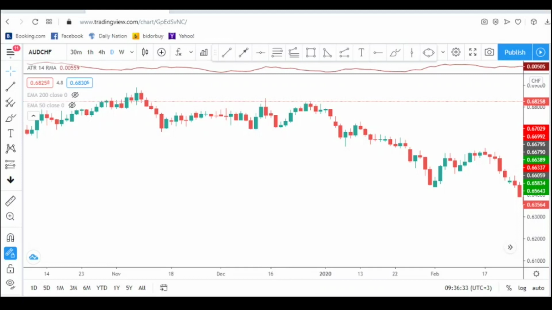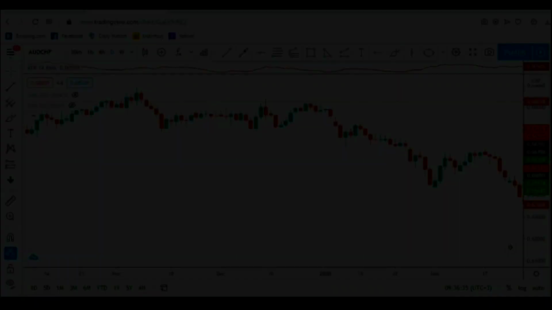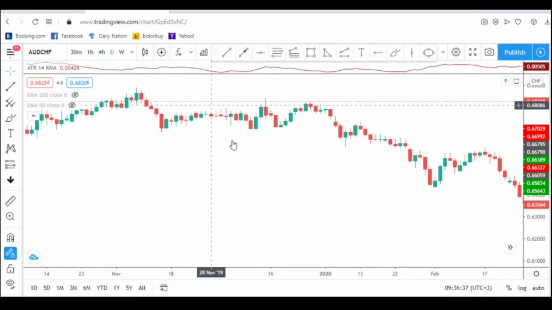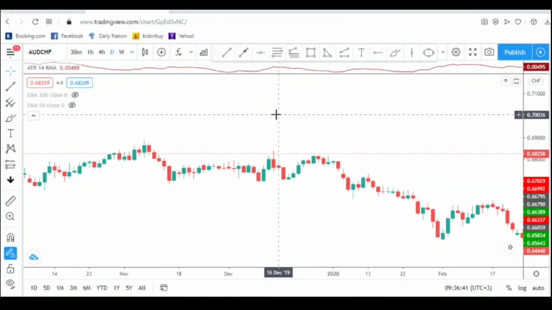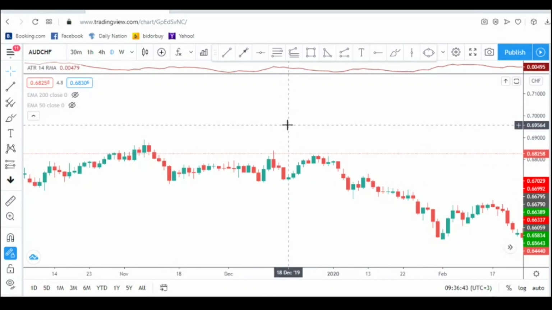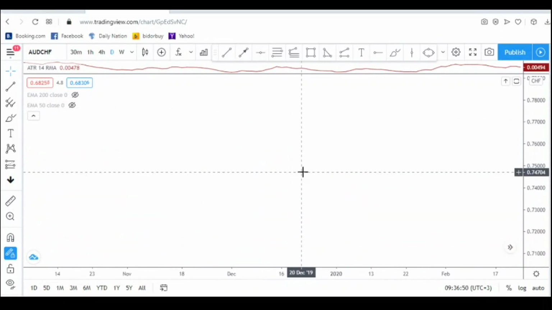Without wasting more time, let's get started. Before I enter into this strategy, let me first demonstrate it on a blank chart. This strategy is typically based on price action. On this price action, you just have to understand the moves of the market.